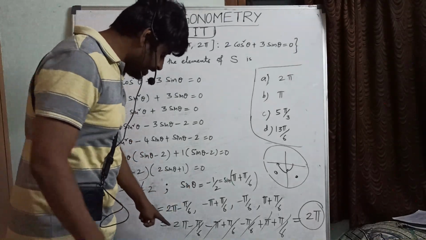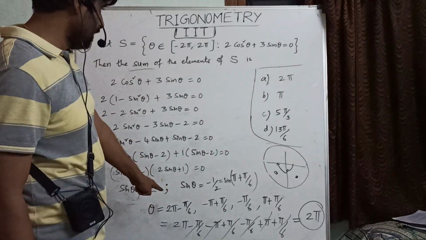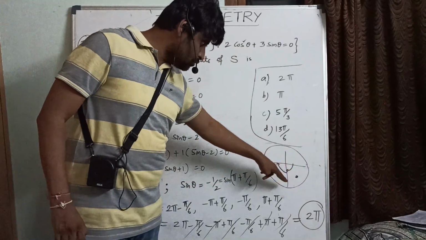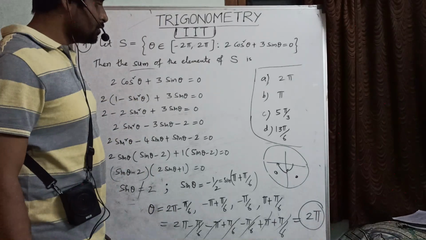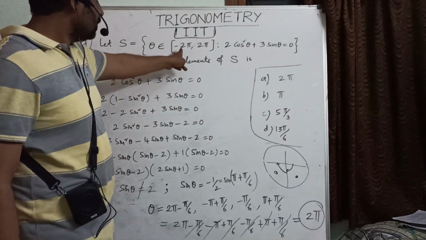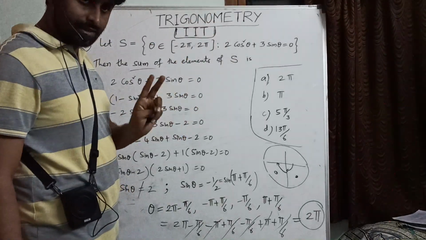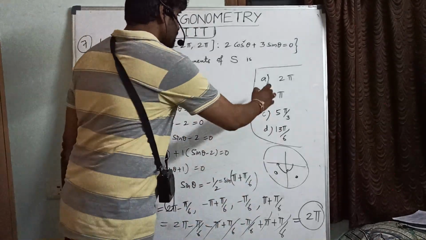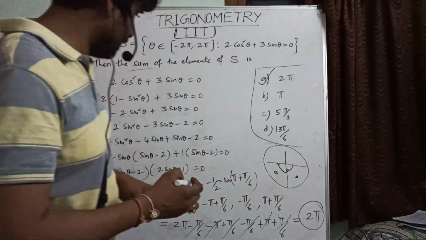This is the area where you have to concentrate properly. Generally it is not 0 to 2 pi, but minus 2 pi to 2 pi. So minus 2 pi to 0 two times, 0 to 2 pi also two times, correct? So here these are the possible angles, sum up. What is the answer here? 2 pi. Clear? Hope you have understood. Have a look at that.